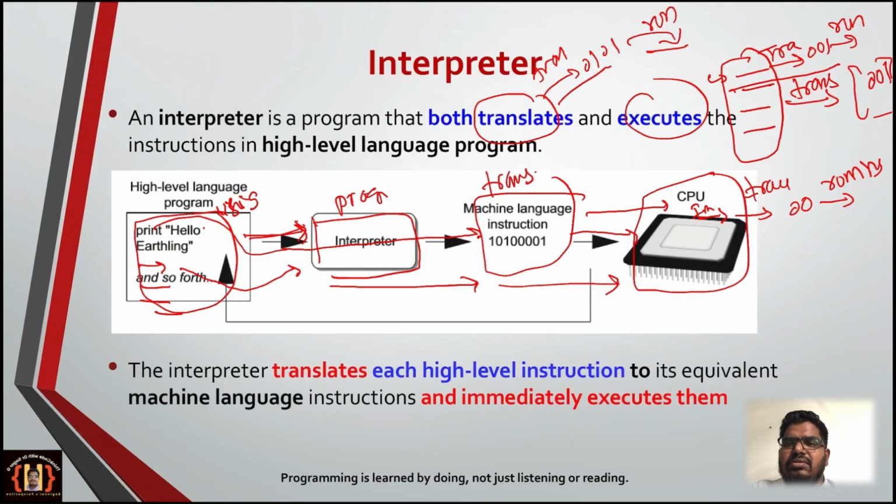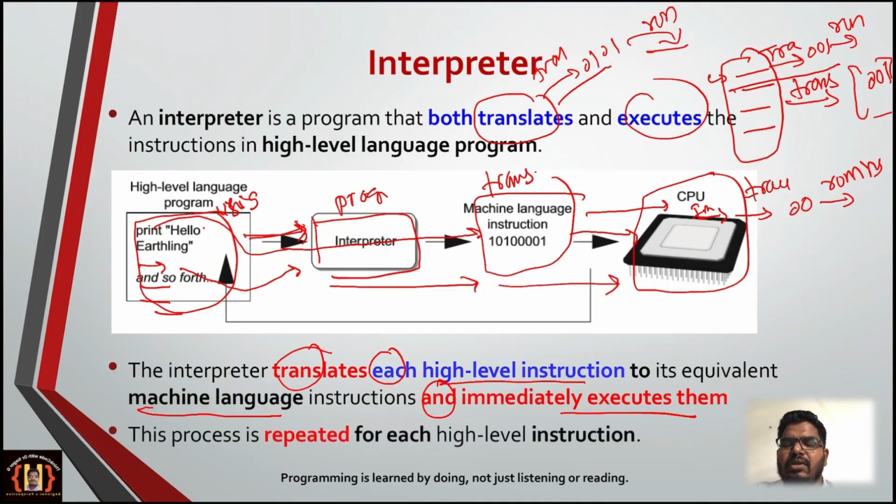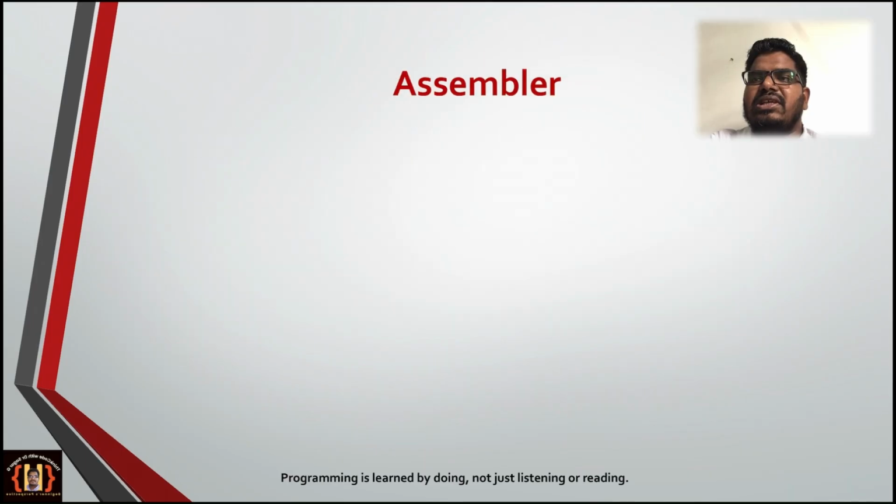Right. So they already told you it translates each high-level instruction to its equivalent machine instructions and immediately executes them. This is the difference, very important, you should understand. And this process is repeated for every instruction. All the instructions, whatever you have written in the code, this process is repeated. It takes one instruction, translates it into zeros and ones, that is assembly language, machine language, then executes it on the CPU.